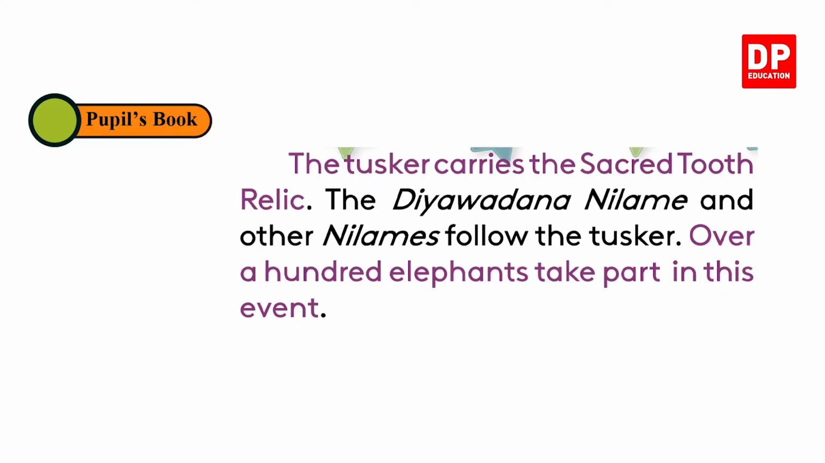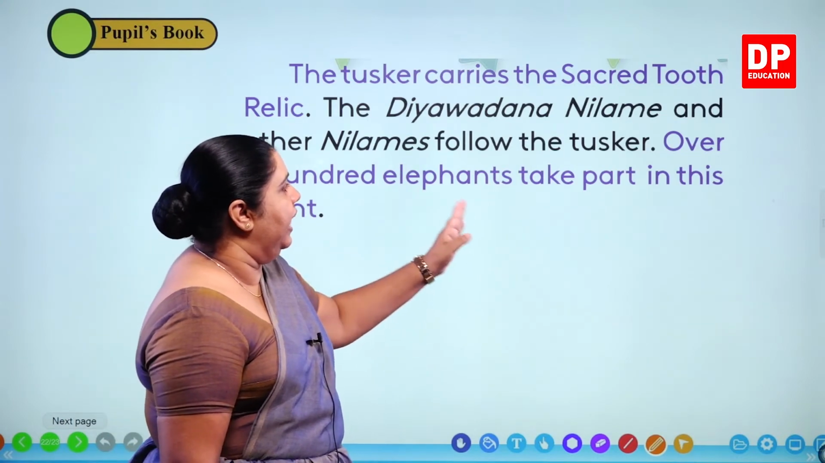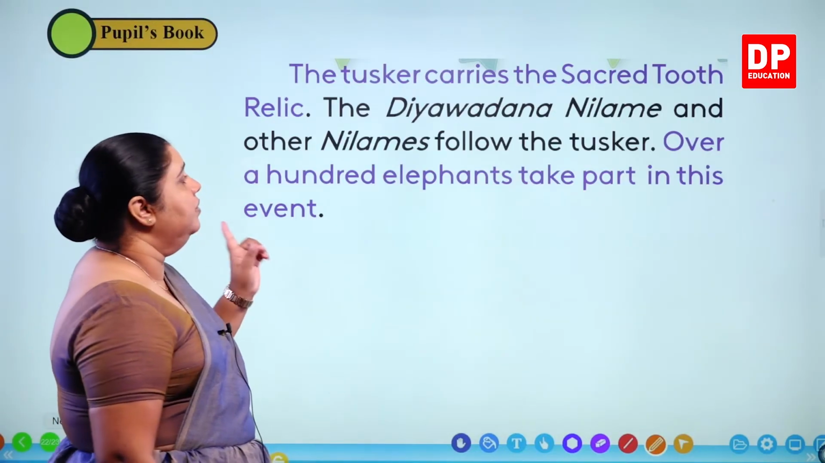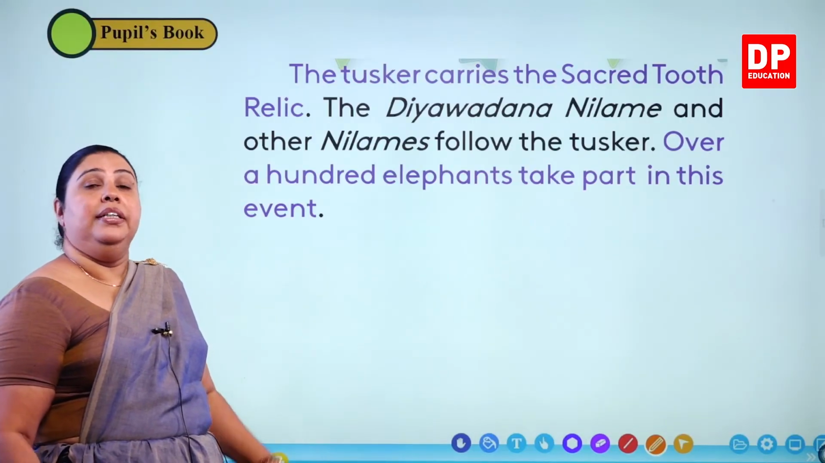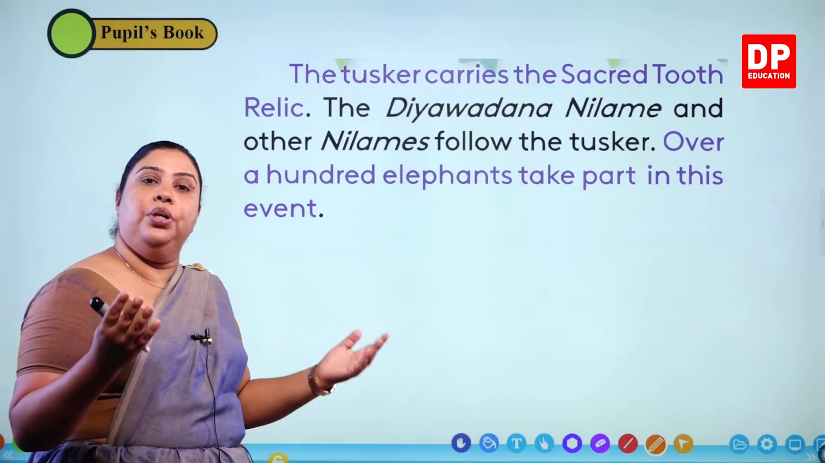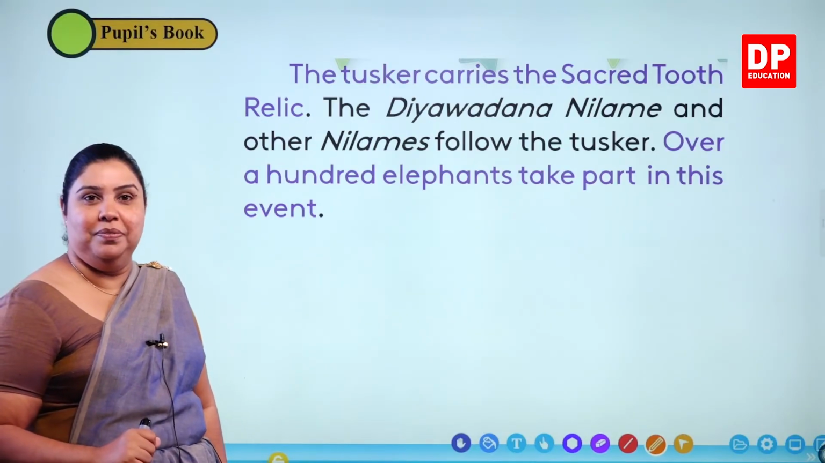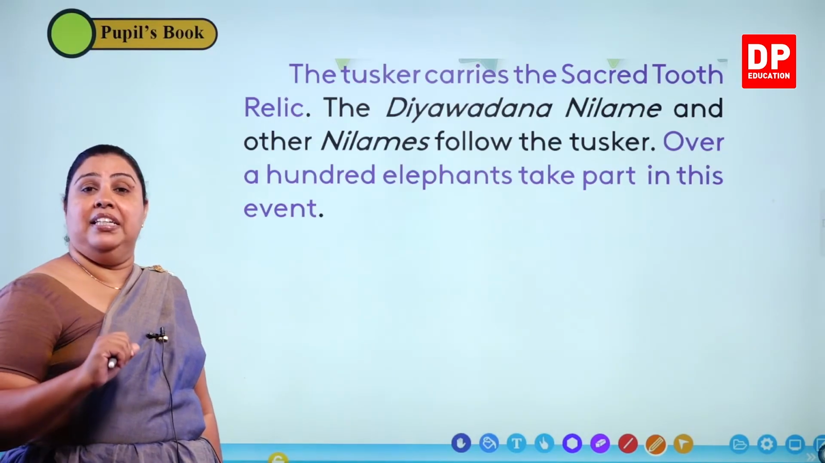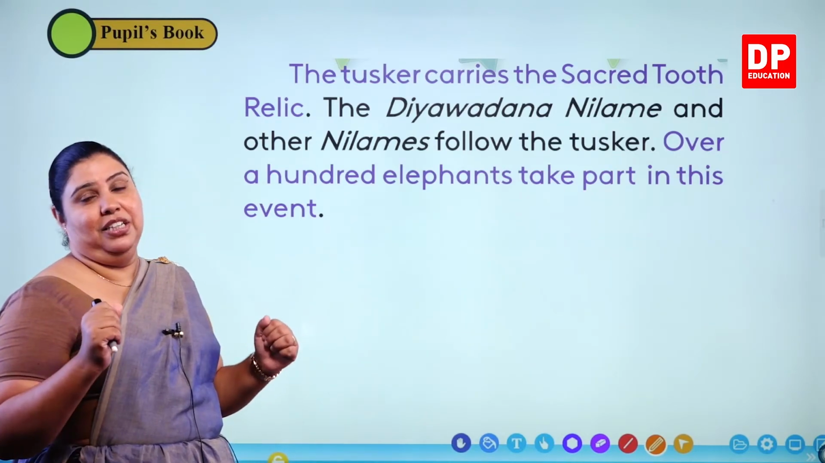The answer should be, over 100 elephants take part in this event. Over 100 elephants take part in this event. Right? Now for this answer, what is the question we ask? How are we going to make the question now? How can you say that? What is the question? How many elephants take part in the event? How many elephants take part in this event? You can say like that.